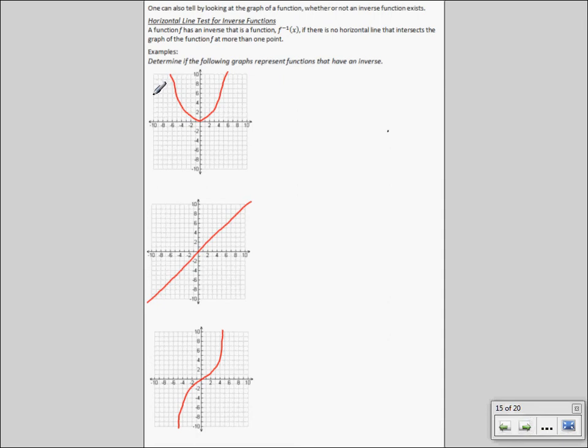So to test that, look at this first one, this is a parabola. We draw a horizontal line, you see it intercepts here and here. It hits more than once, so it does not have an inverse. Not an inverse. It does not have one. Okay, if we look at the second one, which is like a linear line, it does have an inverse. So inverse possible.